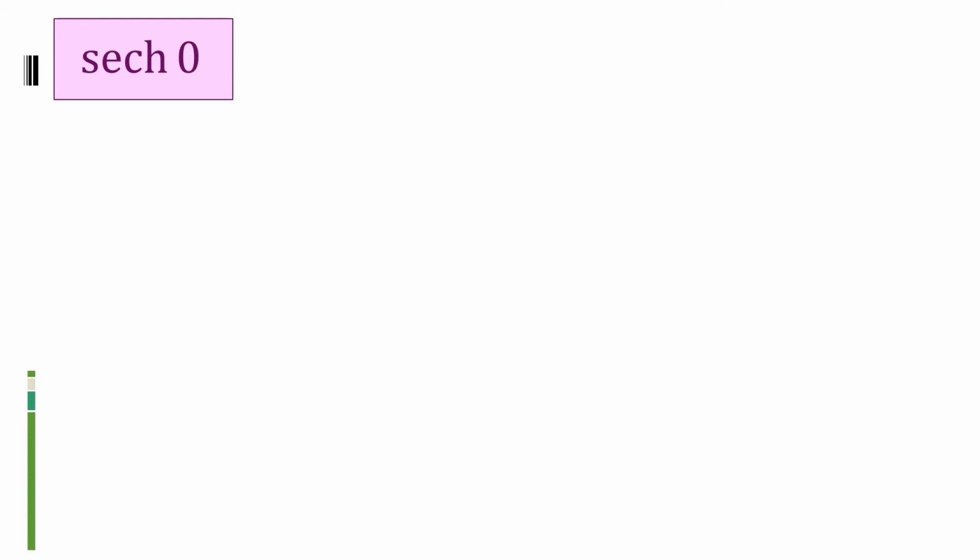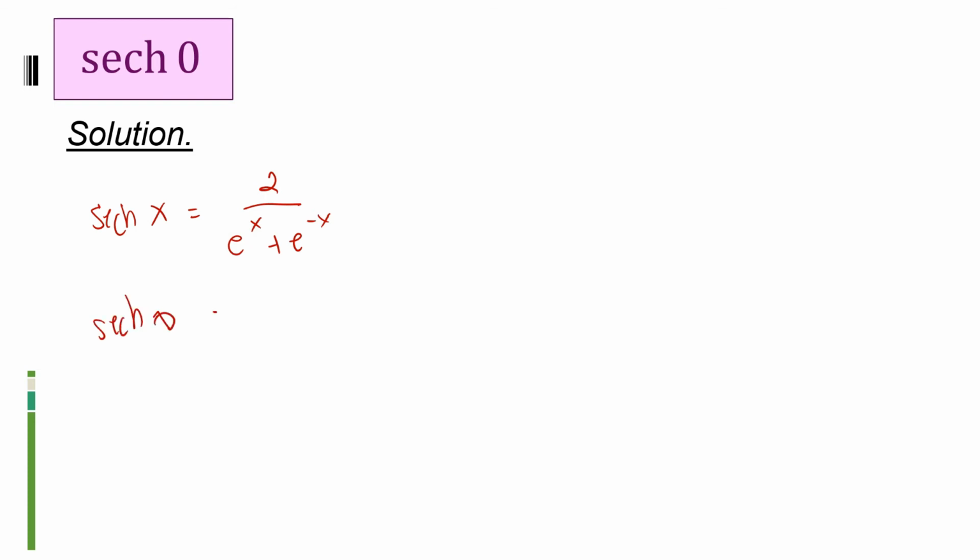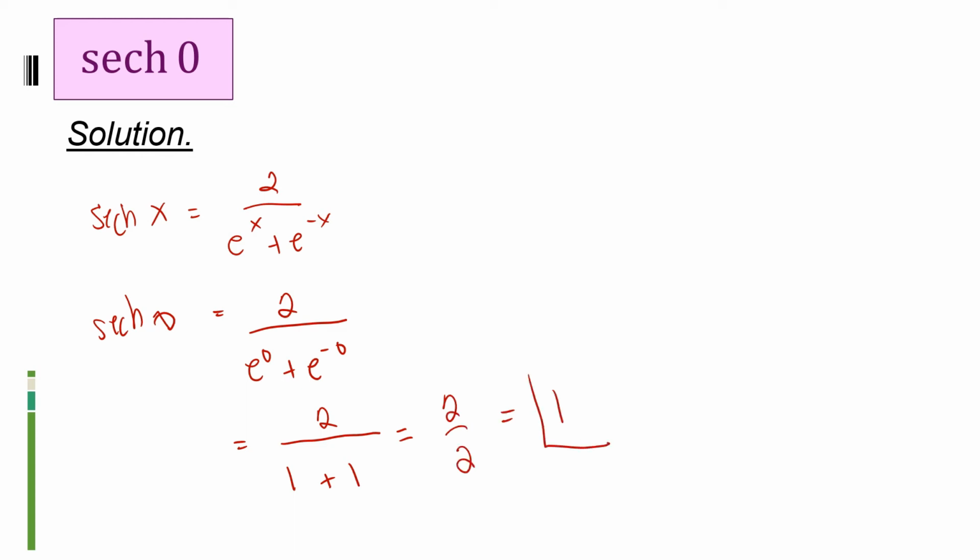that is 13 over 12. The exact value of hyperbolic secant of 0: hyperbolic secant of x equals 2 over e raised to x plus e raised to negative x. So hyperbolic secant of 0 now equals 2 over e raised to 0 plus e raised to negative 0. So that is 2 over 1 plus 1, or that is equal to 2 over 2 equals 1.